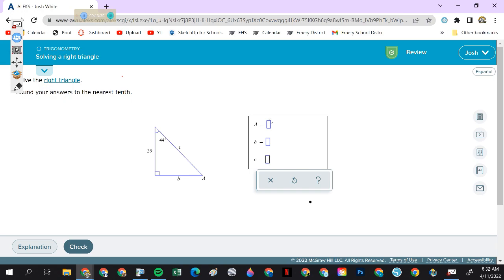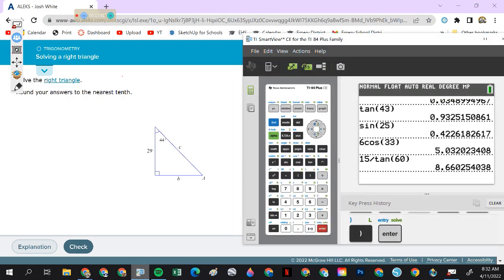All right. Same basic idea here, except instead of just looking for part of the triangle, I want everything. So they have given me one side and one of the base angles. So angle A is actually really easy to figure out. So what plus 44 is 90? So that would be 46. Okay. How would I find side C?